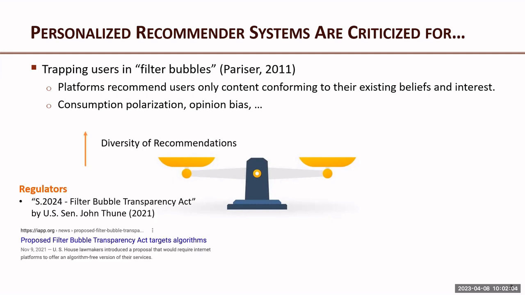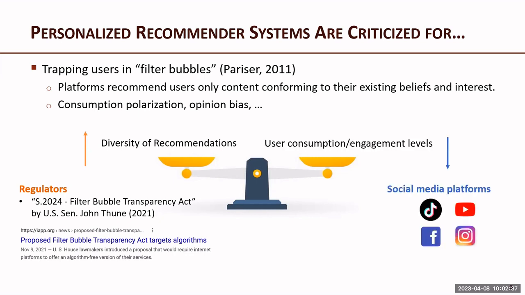Because of this concern, regulators have been urging the social media platforms to recommend more diversified content on their platforms. One big example in the US is that in 2021, the Senate proposed a Filter Bubble Transparency Act to regulate the recommendations of social media platforms so that users can see more diversified content and consume more diversity. However, the social media platforms tend to object to this idea, typically citing the diversity-consumption trade-off.